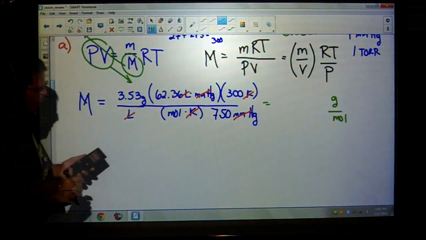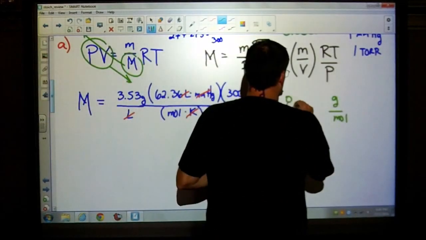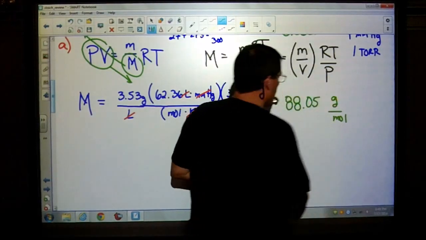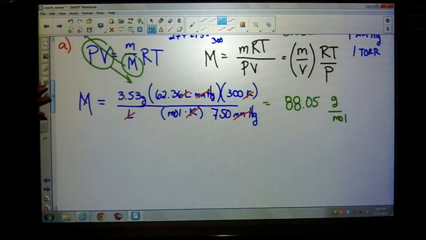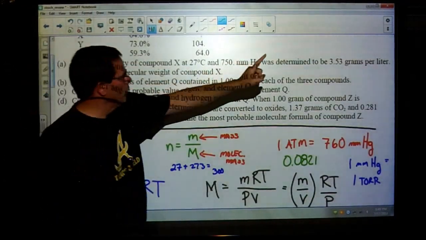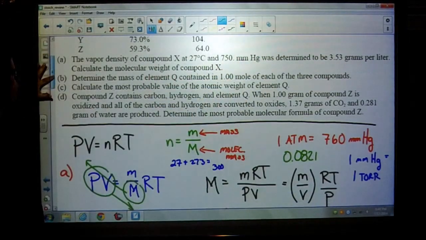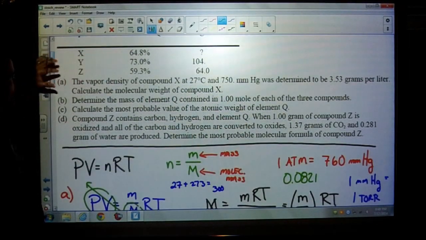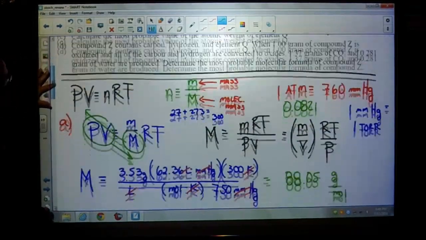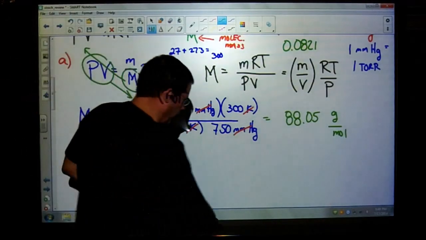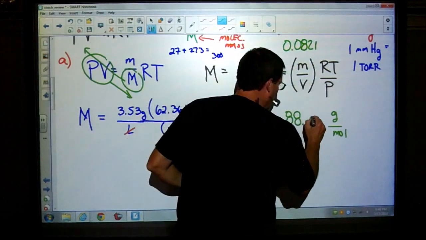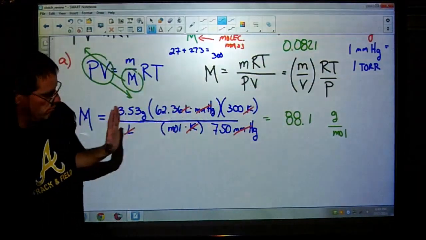So let's get a number here. 88. We'll say 0.5. And if we were doing sig figs, how many sig figs should we have in our answer here? I see 2, I see 3, I see 3. I'm going to stay with 3. I see a lot of 3s here, a lot of 3s there. I think that 27 isn't very good. So I'm going to go with 3 sig figs. So the best answer that I can show here is 88.1 grams. If you wrote 88, that's fine.